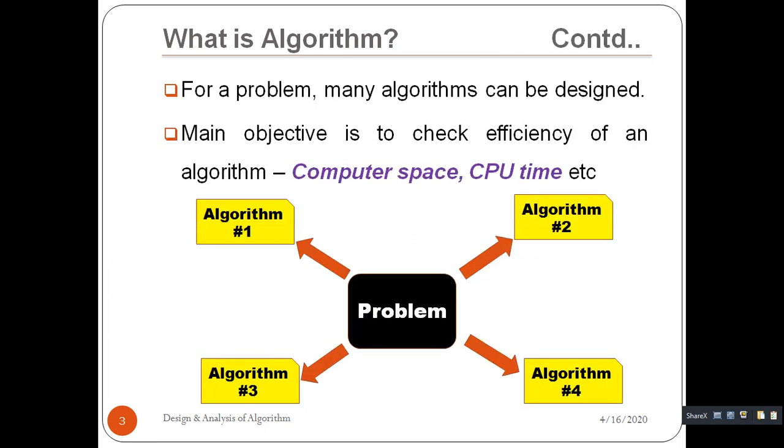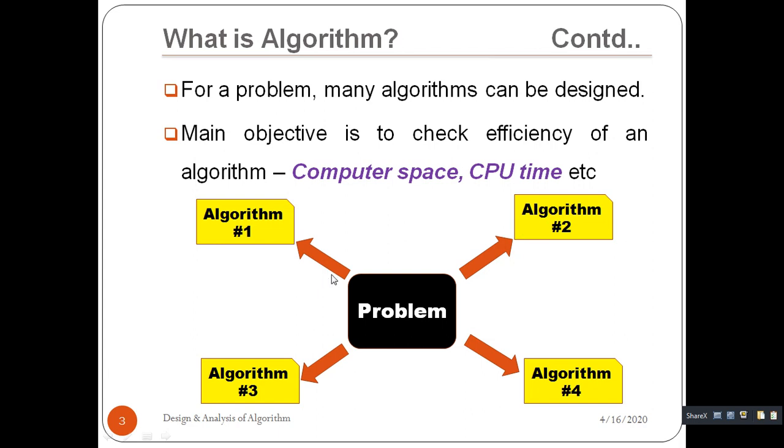As already told, for a given problem we can have many solutions, or many algorithms. Now in this course, our target is not to design an algorithm for a given problem. Rather, our target is to analyze the several algorithms proposed for a given problem and to find the best algorithm out of those. Let's say, for example, for this problem we have 4 different algorithms. We have to check the efficiency of these algorithms and choose the best one out of them.